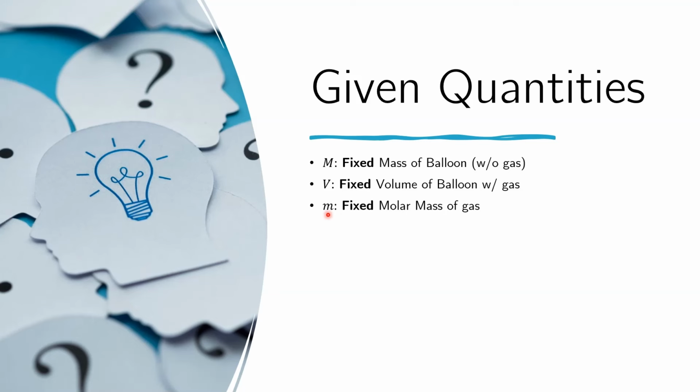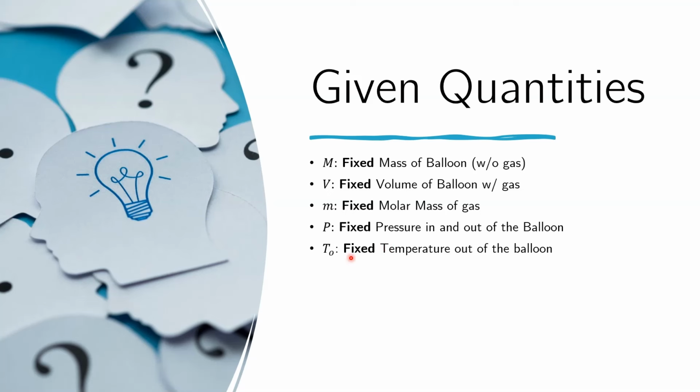And so this is fixed and this doesn't change. This only depends on the chemical composition of the gas. Then we have P, which is the pressure inside and outside of the balloon. So this is fixed in the problem. This doesn't change. Then we have T sub O, which is the temperature outside of the balloon. And again, the problem is stated in such a way that this is fixed. The temperature outside the balloon does not change because there's an unlimited reservoir of air outside the balloon. So we can think of it as not changing.